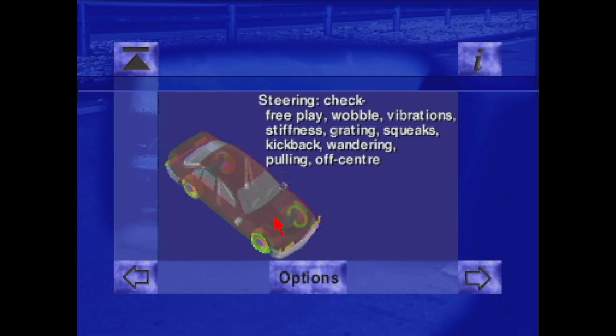Every time you drive, make sure your car's steering has none of these faults. Free play, wobble or vibration felt through the steering wheel, any undue stiffness, grating or squeaks when turned, excessive kickback when driving over bumps, a tendency to wander or to pull to one side, or not being centered when you're driving straight. If any of these faults occur, seek immediate mechanical attention.